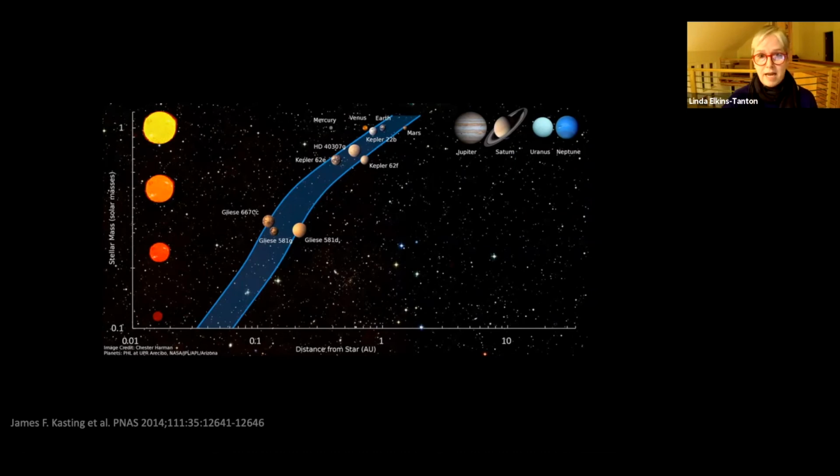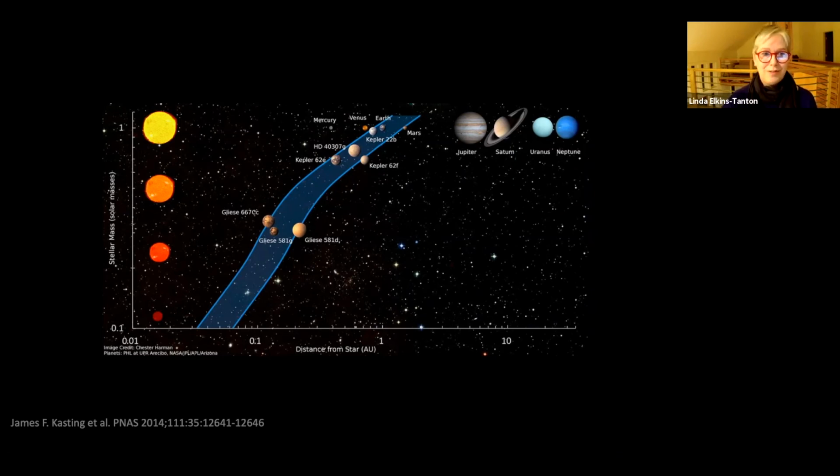The inside edge next to the star is the limit where water can be retained in liquid form before it is blasted off as steam and lost into space. And the outer edge is how far liquid water can be maintained under greenhouse conditions before it's just too cold and it all freezes. This is work led by Jim Kasting, a top atmospheric scientist. You can see Mars hanging out at the very edge of habitability, and we'll return to that in a moment.